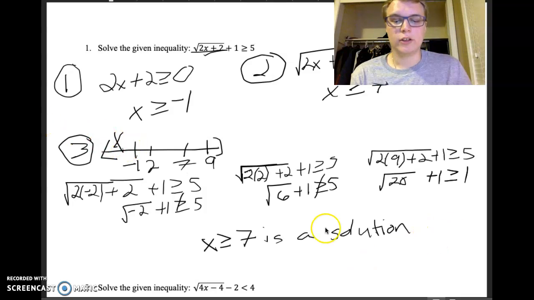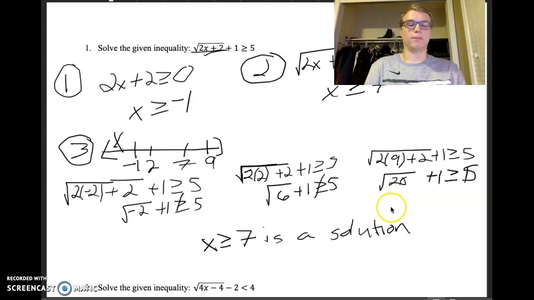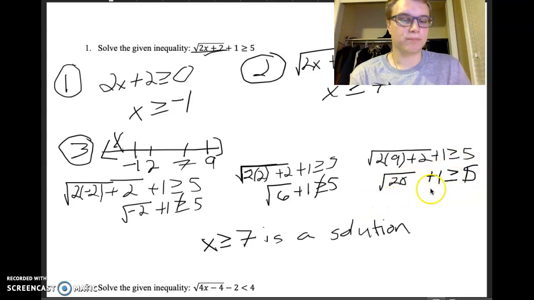So then for 2, you get that it's the square root of 6 plus 1, which is less than 5. It's 3 point something. And then for greater than 7, when you plug in 9, you get square root of 20 plus 1 is greater than or equal to 5, which is correct, because it is 2 times square root of 5 plus 1, which is greater than 5. So for this problem, a solution is x greater than or equal to 7.